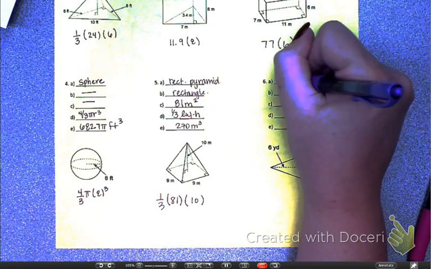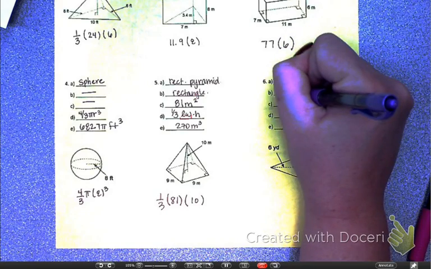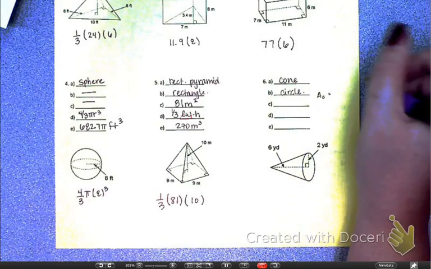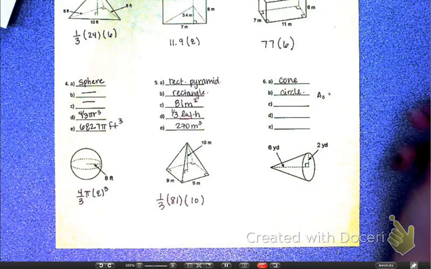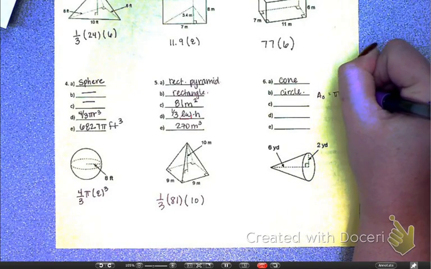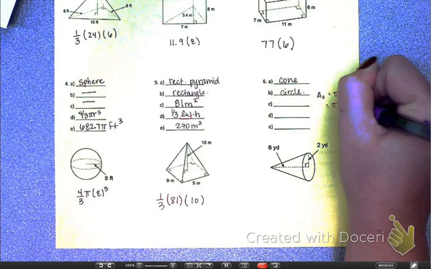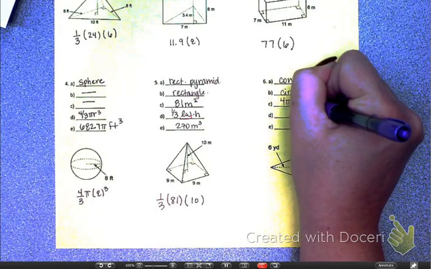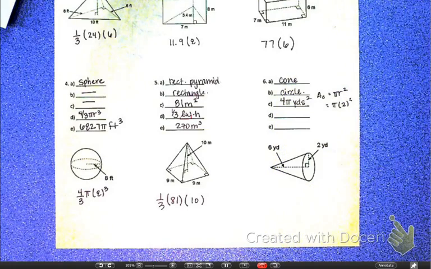And then finally for number 6, we have a cone that has a circle base. Area of a circle is what? Formula? Pi r squared. So my radius here is 2. 2 squared is 4. So this is 4 pi yards squared.